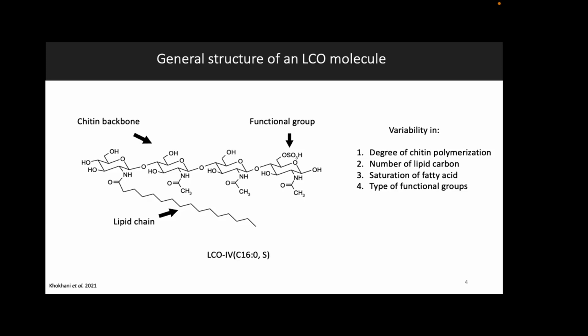And I also wanted to give you a brief crash course into the nomenclature. So here is basically how we formally refer to an LCO molecule. What this is telling me is that this is an LCO with a chitin degree of polymerization of 4. So 1, 2, 3, 4. Then things in the parentheses, we start with the structure of the lipid, which is a palmitic acid. This is followed by the functional groups, which in this case, is the sulfate group.